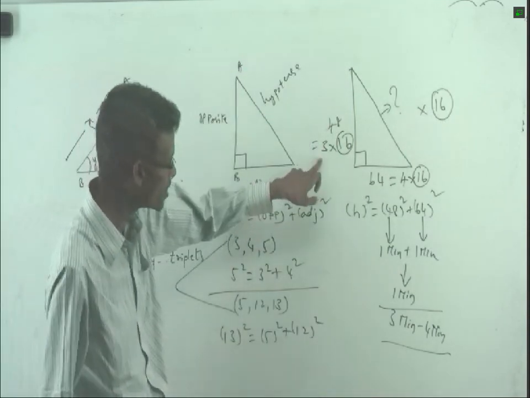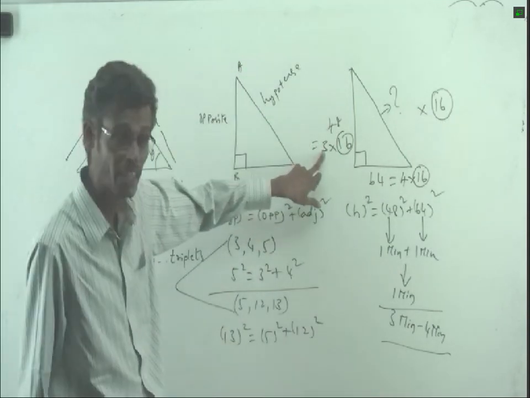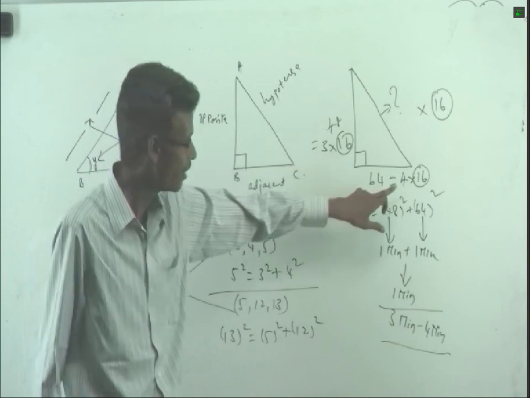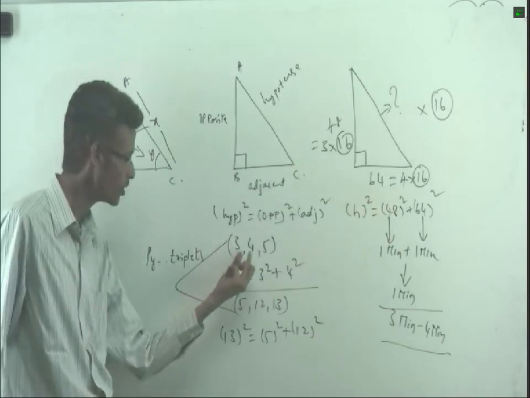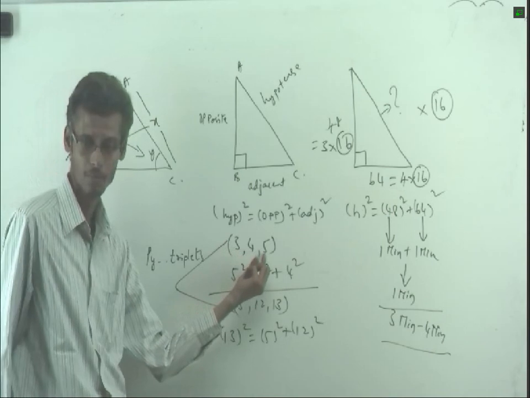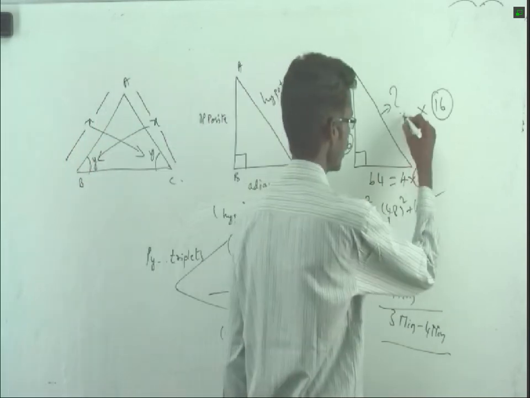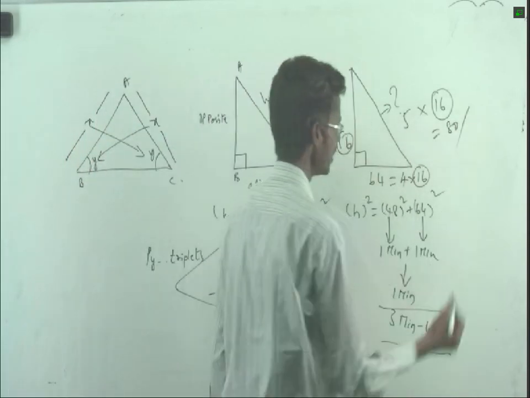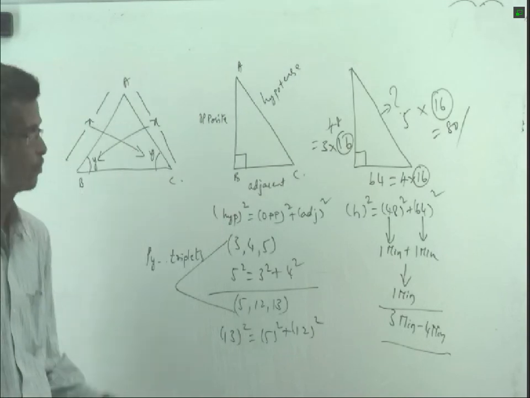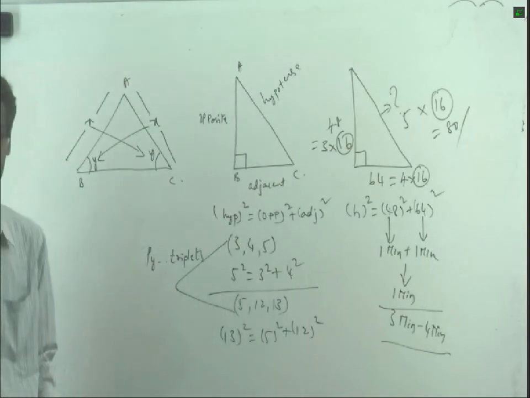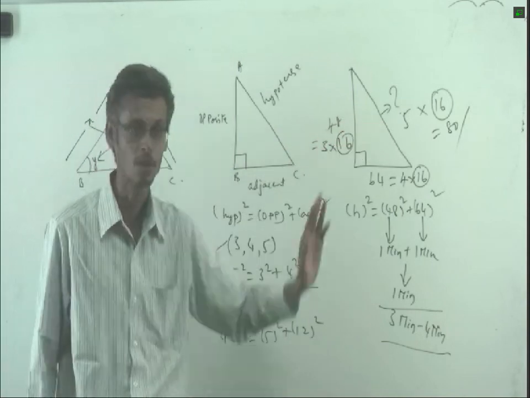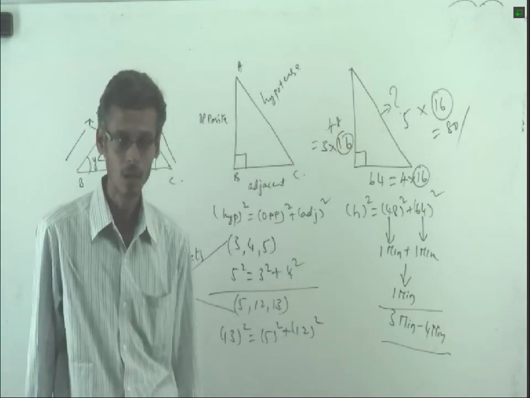Now here in the opposite side, what is the remaining number? 3. And here, what is the remaining number? 4. In the Pythagorean triplet, along with the 3 and 4, what is the third number here? 5. So here it is 5 into 16. Obviously, answer is 80. So without the help of squaring, without the help of finding out the square root, directly we came to know that the hypotenuse is 80.